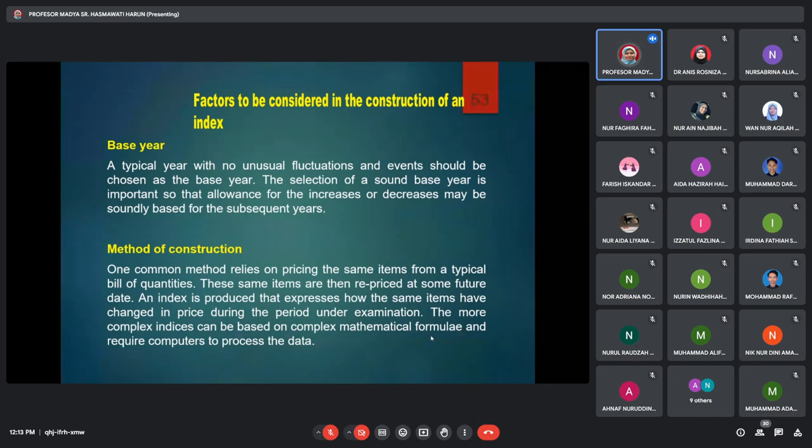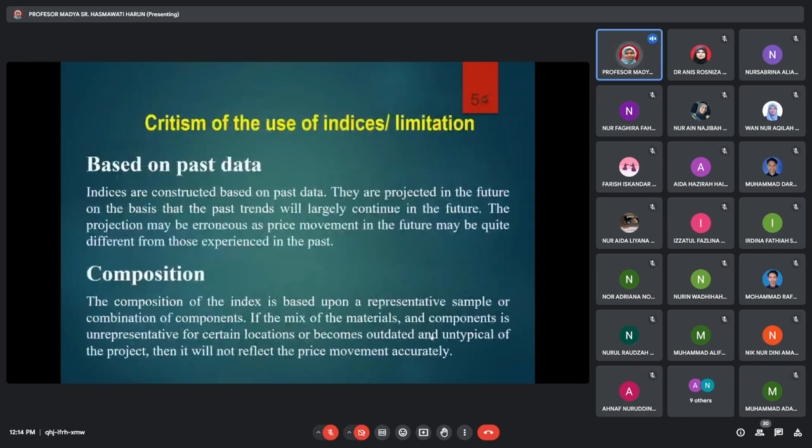I don't want to go into any details. Yeah, kita ada guna mathematical formula. Kita boleh gunakan what we call it samples form. Prices of material, price of labor, price of plant. Untuk tender price index pula, kita gunakan daripada tender document. Kita ambil measured rate for different trades, different items.